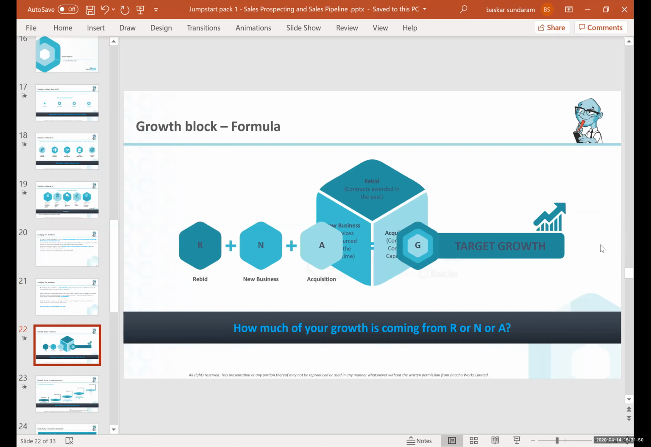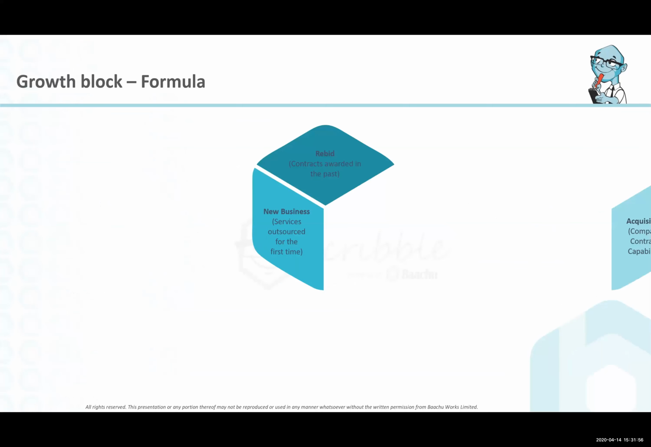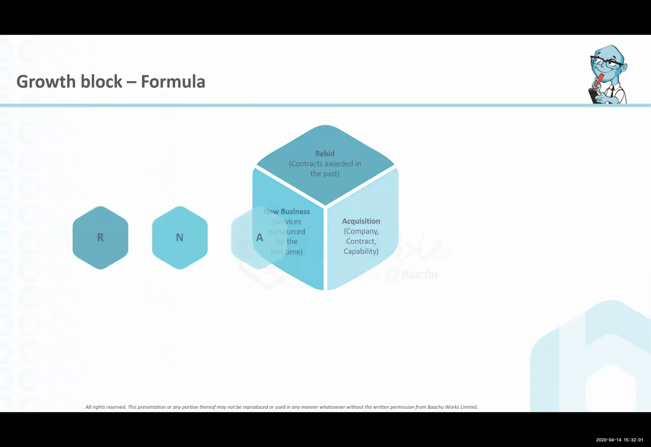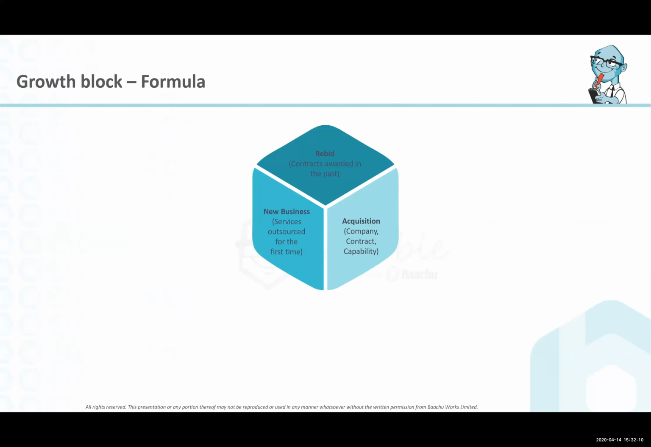So now let me make the slide slightly bigger so that you can see it. What happens here is, as I mentioned, there are 3 elements that form part of your company's growth. We call it R and A, where R is rebids. These are opportunities that are already outsourced in the market, so you are merely trying to displace somebody else, or you are merely trying to retain what you already have. New business: because of the coronavirus crisis, you might get some new opportunities.